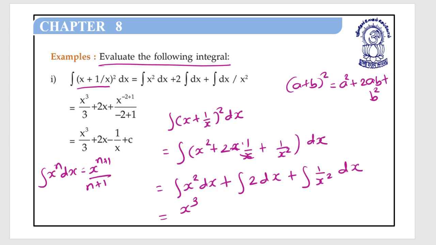So for this, x cube by 3 plus 2, a constant, common, integration of dx is x, plus integration of 1 by x square. So you can write x raised to minus 2 plus 1 upon minus 2 plus 1. So you get x cube by 3 plus 2x minus 1 by x plus c. So this is the answer.